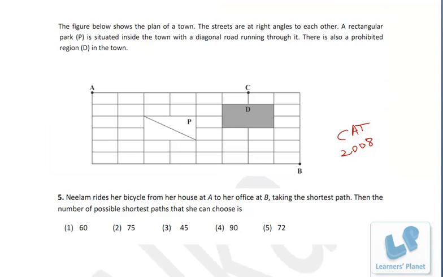The figure shows the plan of a town. The streets are at right angles to each other. A rectangular park P is situated inside the town with a diagonal road running through it. There is also a prohibited region in the town, that's T.